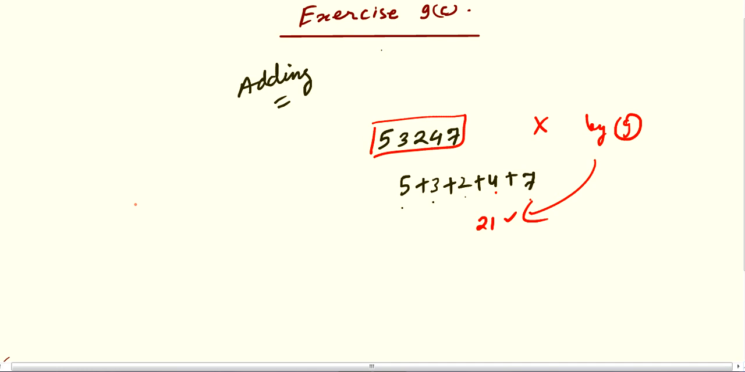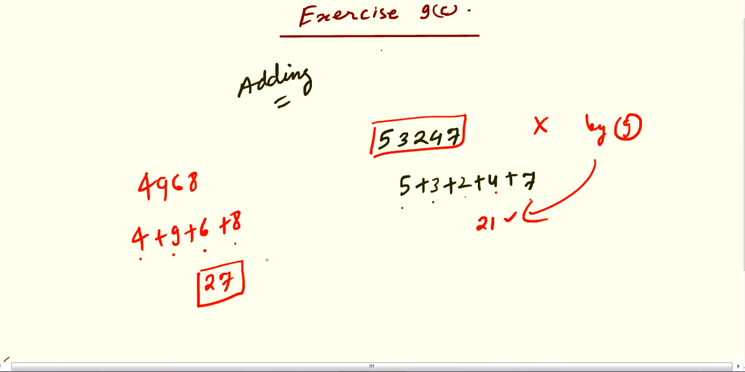Then next question, 4,968. So 4 plus 9 plus 6 plus 8. So 4 plus 9 is 13, 13 plus 6 is 19, 19 plus 8 is 27. As you know, 27 is a multiple of 9. 9 times 3 is 27. So this number is exactly divisible by 9.